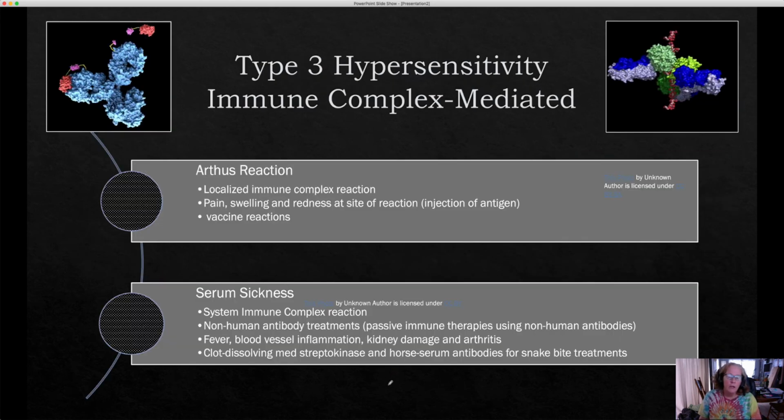There we go. So in type 3 hypersensitivity, these immune complex mediated responses, one of my photos is not showing there. First one is called an Arthus reaction. The Arthus reaction is a localized immune complex reaction. This oftentimes is associated with vaccine reactions. When somebody has a localized vaccine reaction, they get a lot of swelling and pain. It's usually very painful, and so this would be at the site of the reaction.